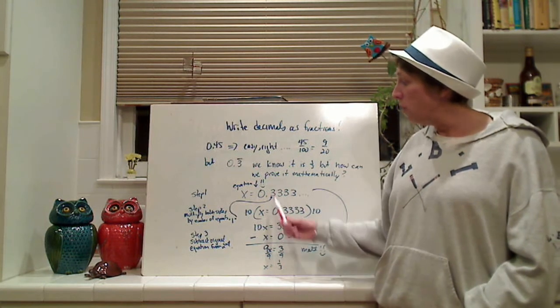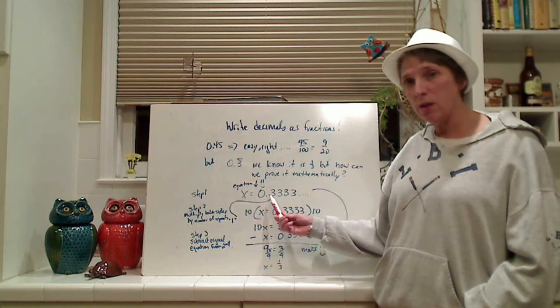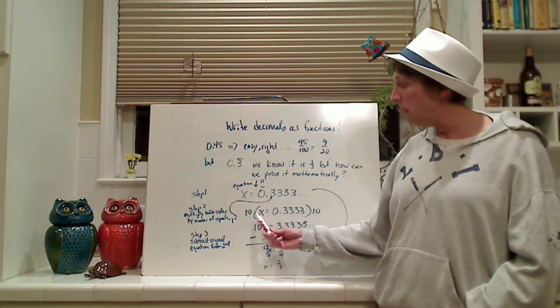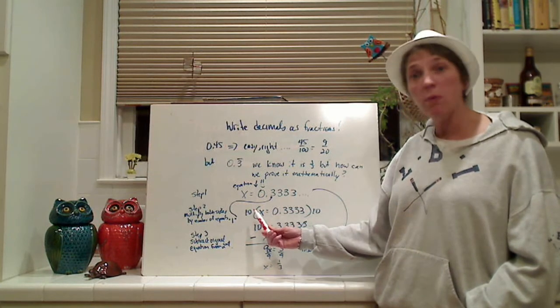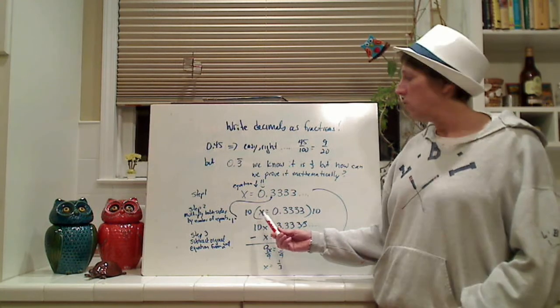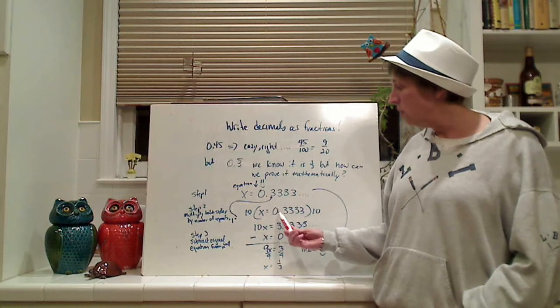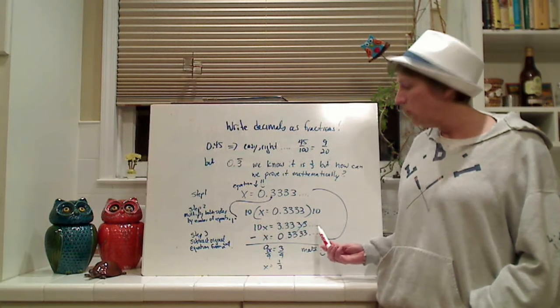So when we do that, we're creating a second equation. This is the original equation, and then we're going to create a second one by multiplying both sides by 10. We're manipulating the equation to get an end result of a fraction. So we multiply both sides by 10, we get 10x equals, we move the decimal point, 3.333 repeating.